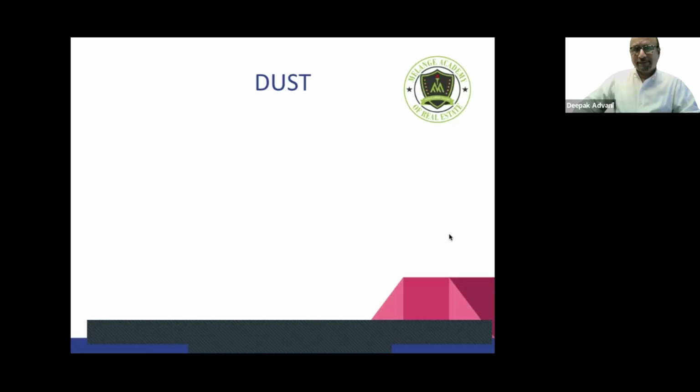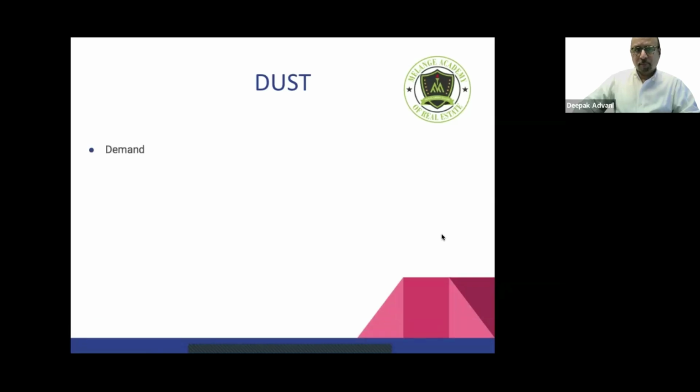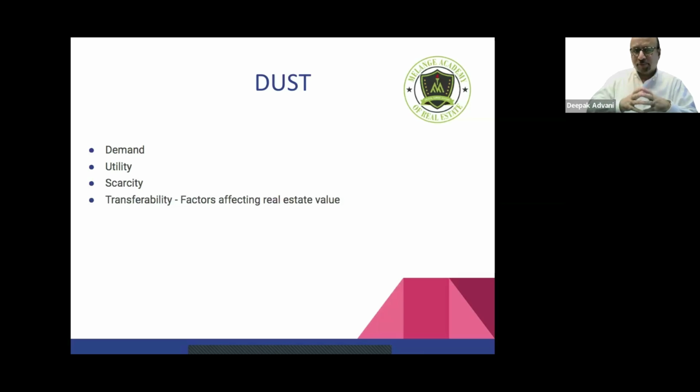So the first one is DUST. Demand, utility, scarcity, and transferability. These are the four factors that affect the value of real estate in any market.